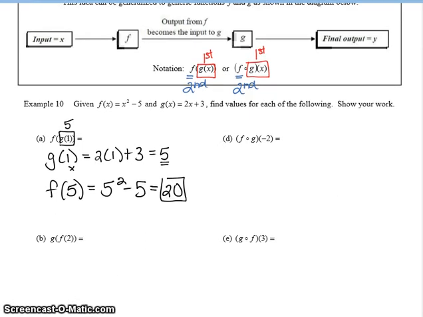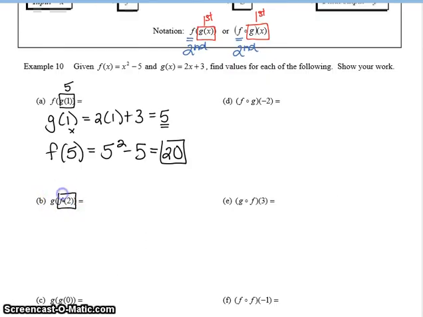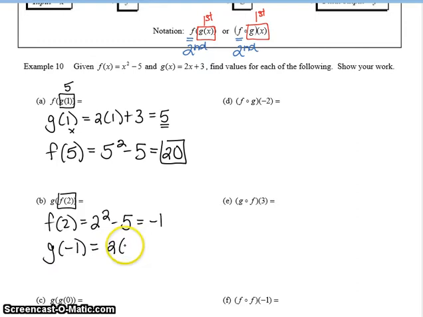Down to letter B here. You're going to take the f function and substitute a 2 in wherever you see an x. So into the f function, it's going to be 2 squared minus 5, which results in a negative 1. Now take that negative 1 and plug it into the g function for x. So it's 2 times negative 1 plus 3, and that's going to result in a positive 1.